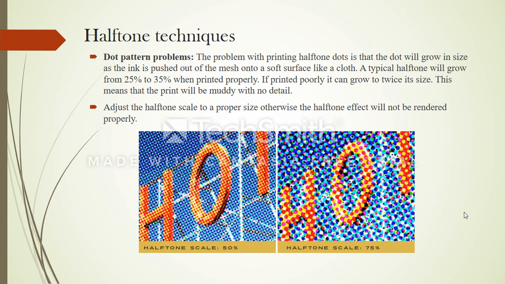Dot pattern problems. The problem with printing halftone dots is that the dot will grow in size as the ink is pushed out of the mesh onto a soft surface like a cloth. A halftone will grow from 25% to 35% when printed properly. If printed poorly, it can grow to twice its size. This means that the print will be muddy with no details.